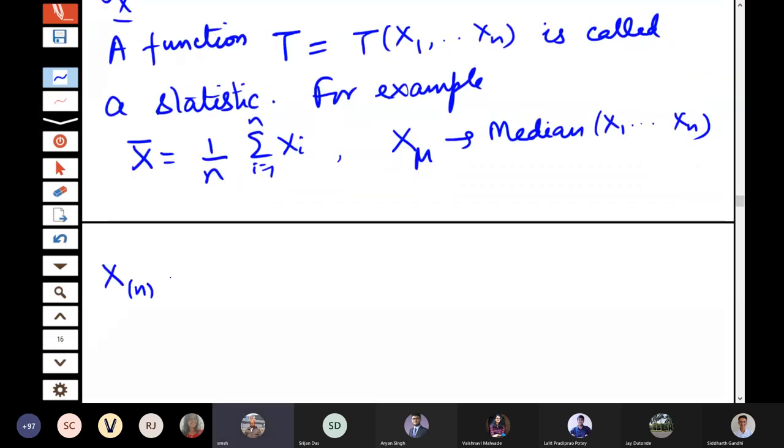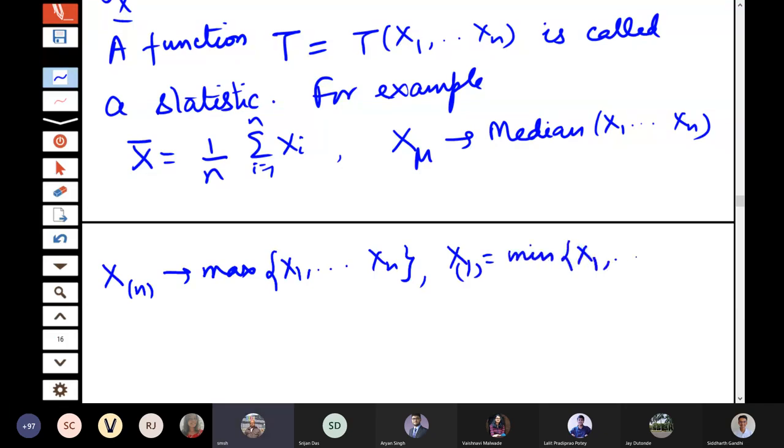xn, that is the maximum of x1, x2, up to xn. You can have the minimum. So these are all examples of statistics.